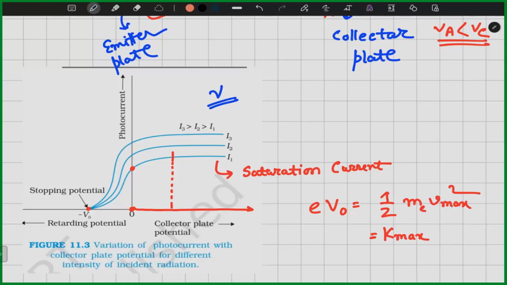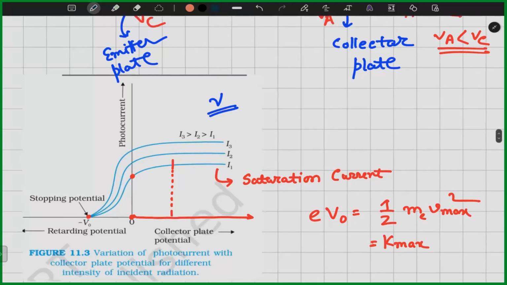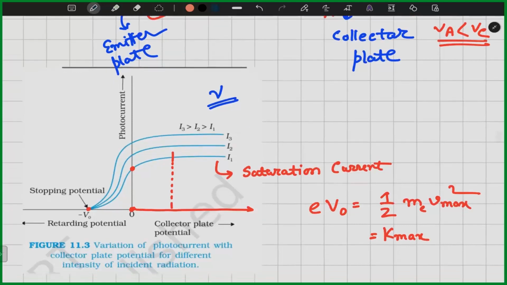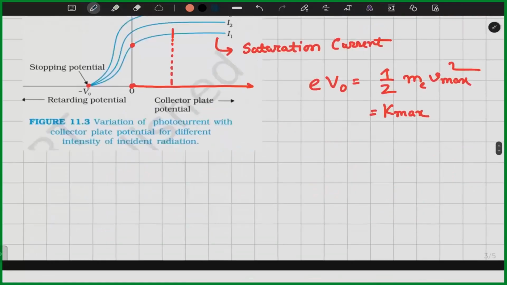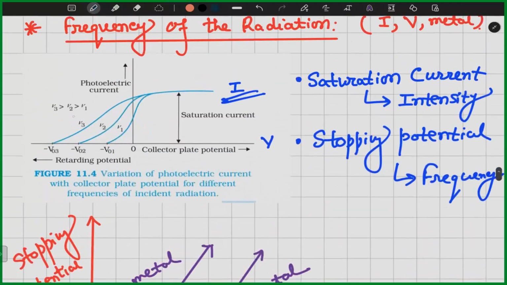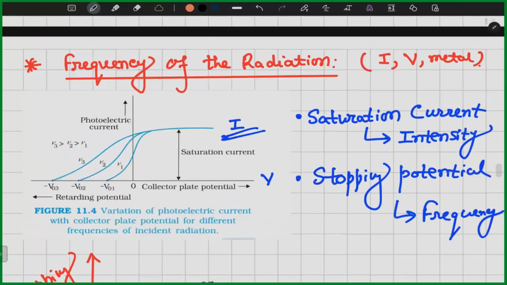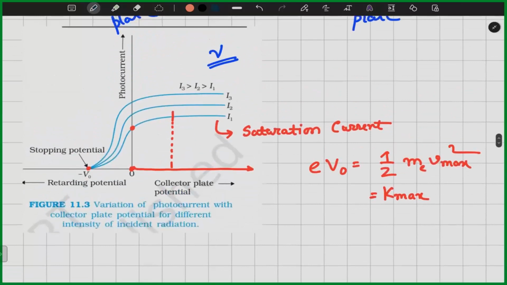If we change the intensity of the radiation, then we can see that the saturation current also changes. If we increase the intensity of the radiation, the saturation current also increases. Here we can see that if we increase the intensity of the radiation from I1 to I2 to I3, then for I3 the saturation current is maximum, then I2, then I1. But if we increase the frequency of the radiation, the saturation current remains unchanged. So the saturation current strongly depends on the intensity of the radiation. It was our first observation, a very important observation.